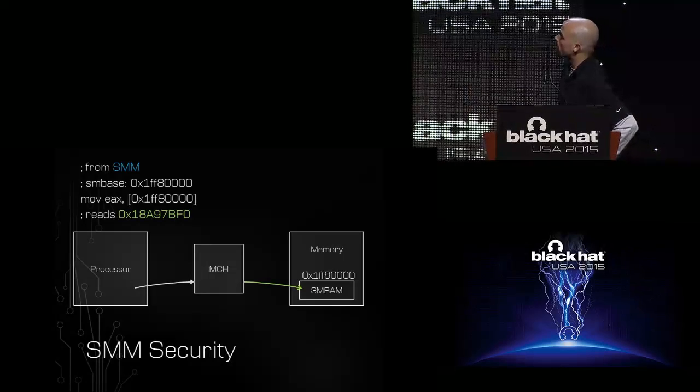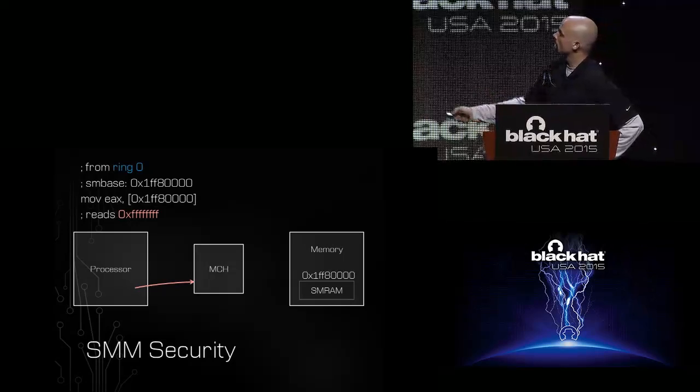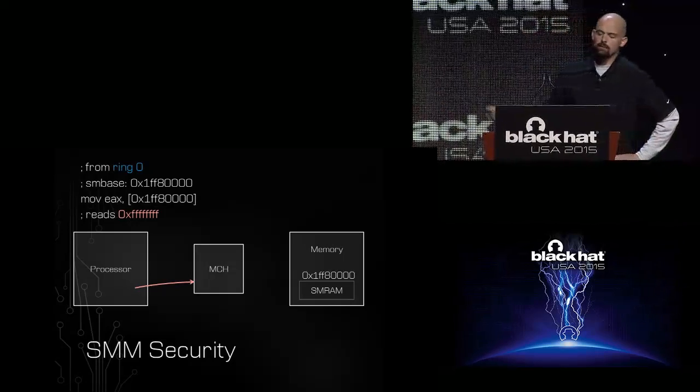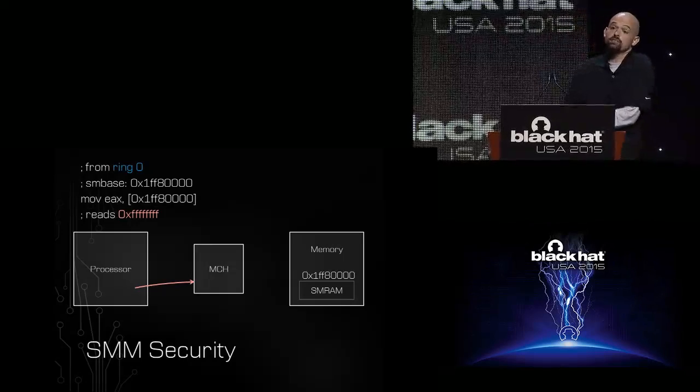It returns to us some real values. On the other hand, if we were in ring 0 and we tried to issue that exact same instruction, that address goes over to the memory controller hub. The memory controller hub says, no, you're not in SMM. You can't access this memory. Here's a bunch of Fs instead.